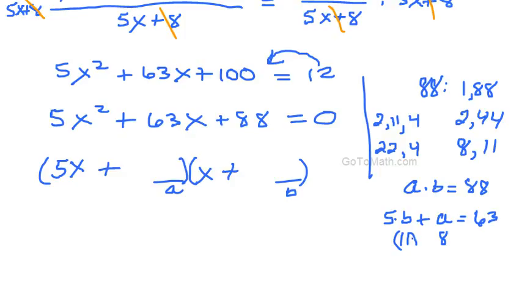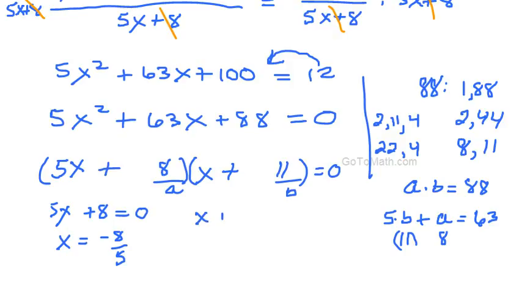So this is a way of doing this to help organize your thoughts. B was 11 and A is 8. If you set both of these factors equal to 0 and solve for x, we should be done. So x is equal to negative 8 over 5, and then x plus 11 equals 0, so x is equal to negative 11.